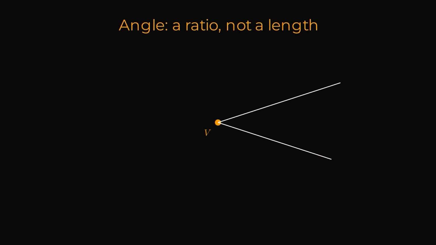The radian measure of an angle has a definition. Draw any angle. Draw an arc connecting the 2 rays centered at the vertex. Call the arc length L and the radius r. The angle theta equals L divided by r. That is not an approximation. That is the definition. Angle is a ratio, not a length. This single fact explains everything that follows.